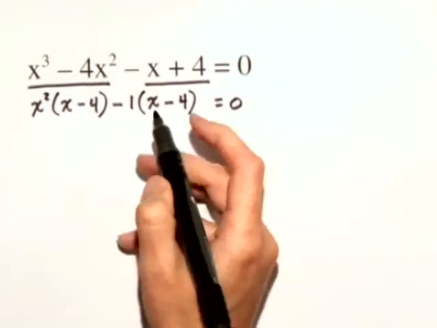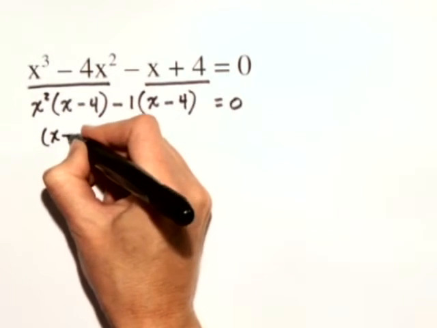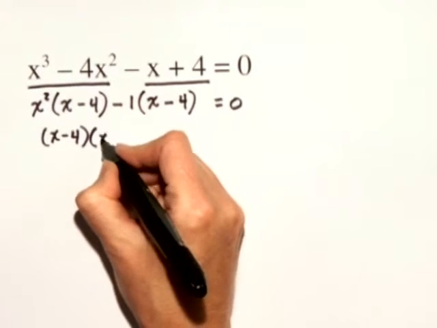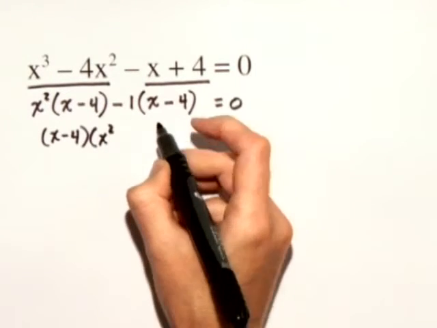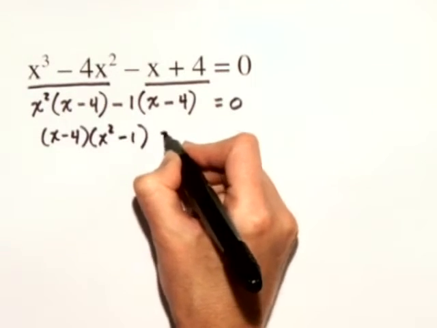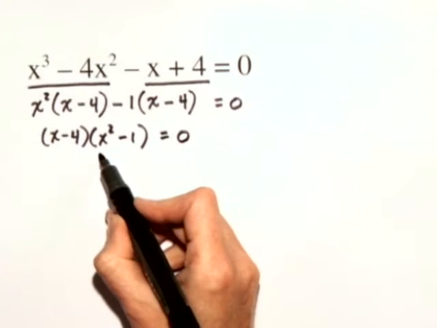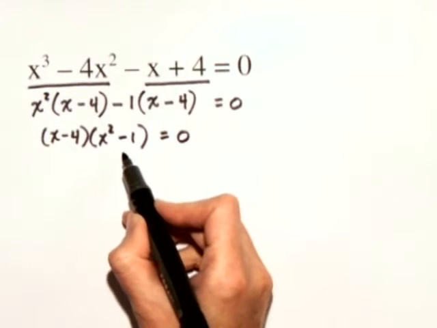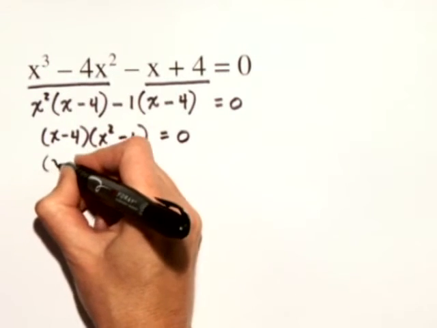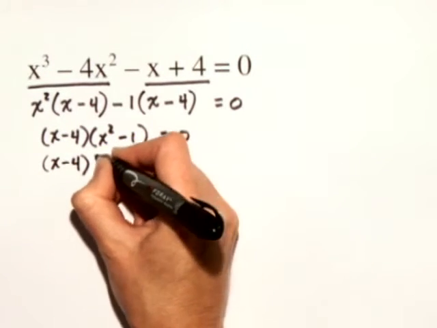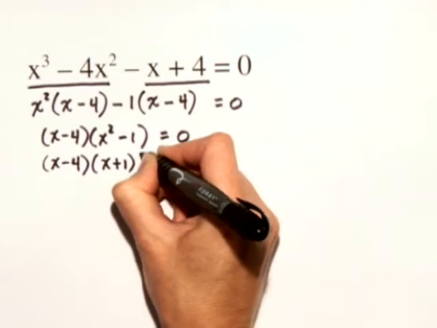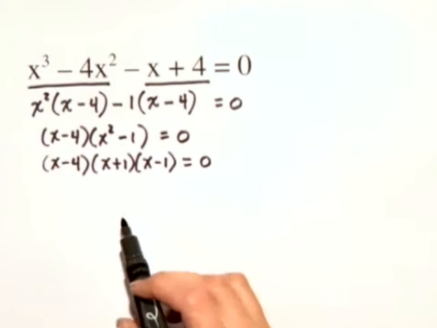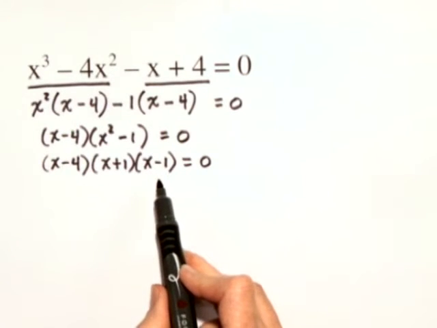Now we have a common factor of x minus 4. From our first term, we have left x squared. And from our second term, we have left minus 1 is equal to 0. This is not yet completely factored because x squared minus 1 is the difference of 2 squares. So we have x minus 4 times x plus 1 times x minus 1 is equal to 0. Now we've completely factored the left-hand side.